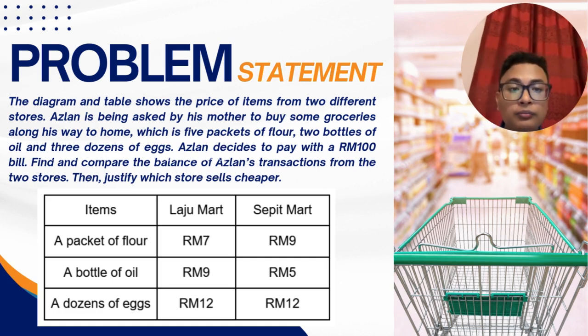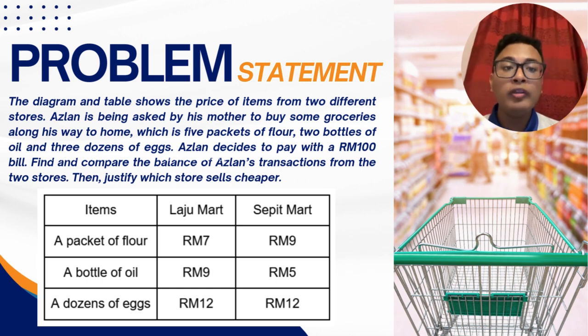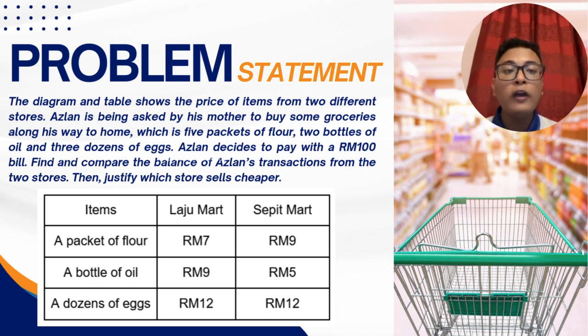From this table, we have 2 stores, Laju Mat and Sepit Mat, and it states the price of each item that Azlan needs to buy. A packet of flour is 7 ringgit at Laju Mat and 9 ringgit at Sepit Mat. A bottle of oil at Laju Mat is 9 ringgit and at Sepit Mat is 5 ringgit, and a dozen eggs at Laju Mat is 12 ringgit and at Sepit Mat is 12 ringgit. So we have to determine which store sells cheaper.